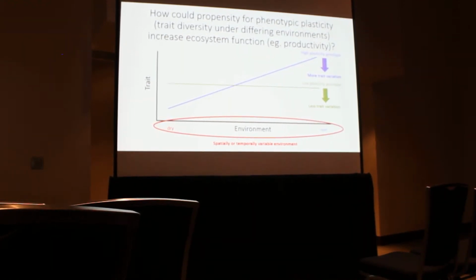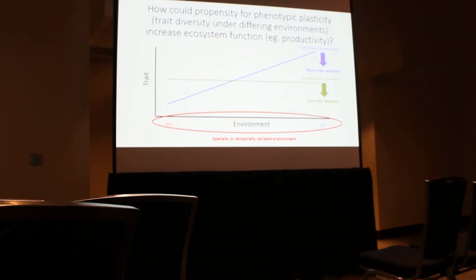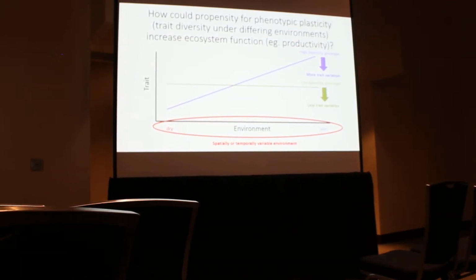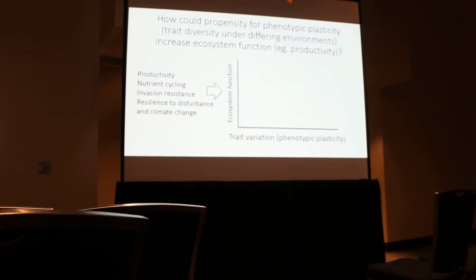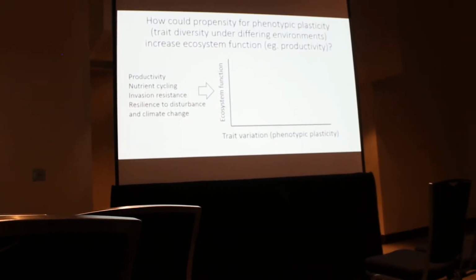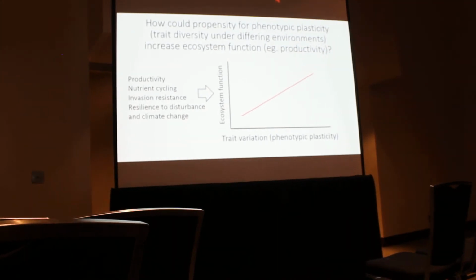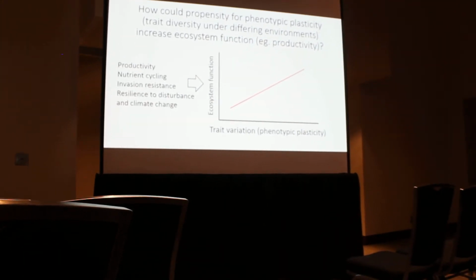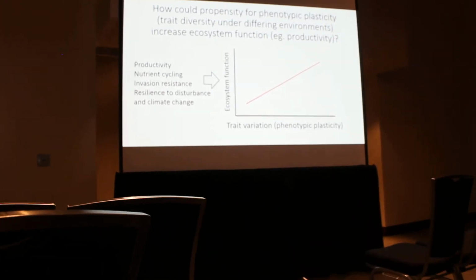And this could be particularly relevant if there's some sort of spatial or temporal variability in whatever environment or resource you're interested in looking at. And so we hypothesize that as you increase trait variation, in this case being driven by phenotypic plasticity, we expect to see a positive relationship between that and different kinds of ecosystem functioning. And so for this study, we just focused on productivity.